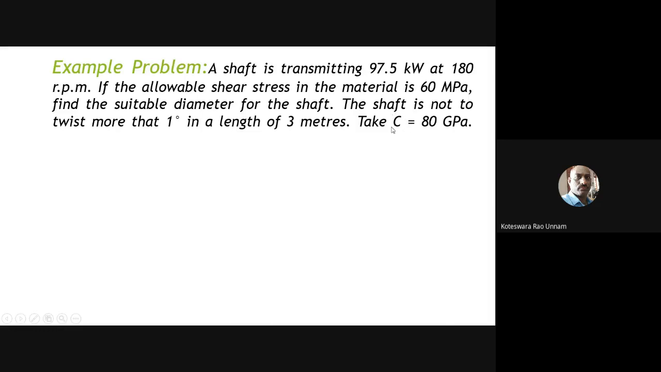C means here it is a shear modulus. Some books will use G also, sometimes they will use C. C or G, capital G, both are same. C or G, it stands for shear modulus. So what do you mean by shear modulus?